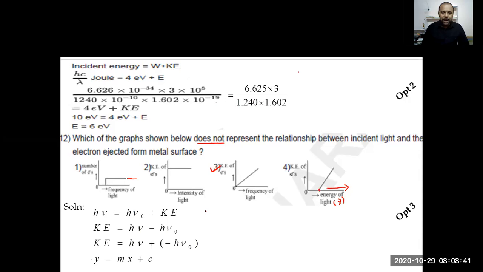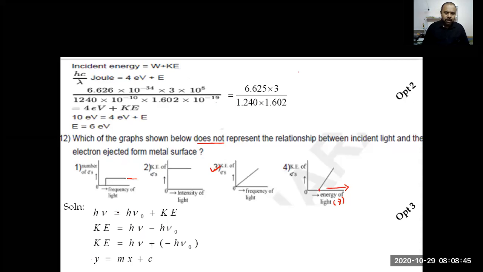Also mathematically, if you want to go for the solution, you know h nu is equal to h nu naught plus kinetic energy as per the photoelectric effect. Am I right? So kinetic energy is h nu minus h nu naught, and you can take nu naught into the bracket, and it becomes plus, because this form is similar to y is equal to mx plus c. Y is equal to mx plus c indicates what? A straight line.